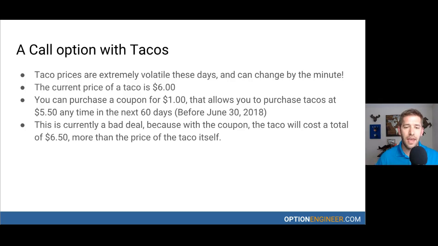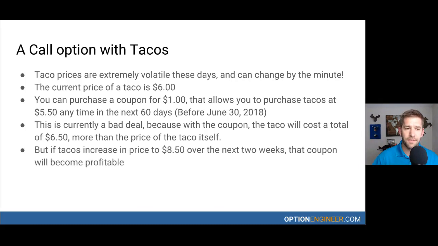With the coupon, the taco is going to cost a total of $6.50, right? That's the $5.50, which is the redeemable price of tacos, plus the $1 coupon price, the price that you had to pay to get that coupon. The total cost of that taco is $6.50 right now. And as we said earlier, the current price of a taco is only $6 right now. So you're actually throwing away 50 cents by purchasing that coupon and using it right then and there.